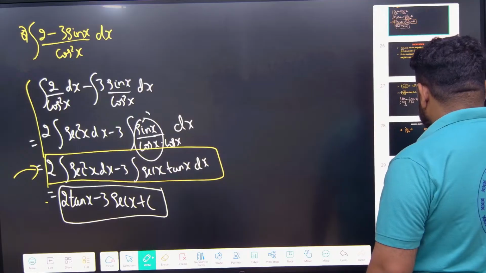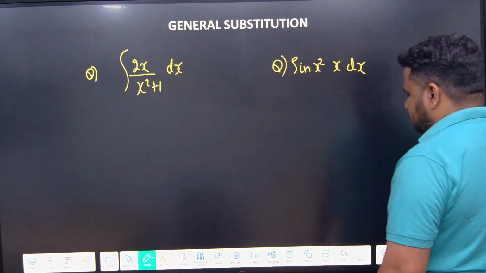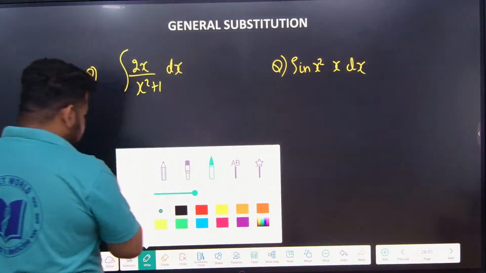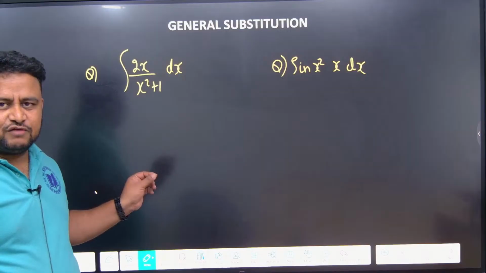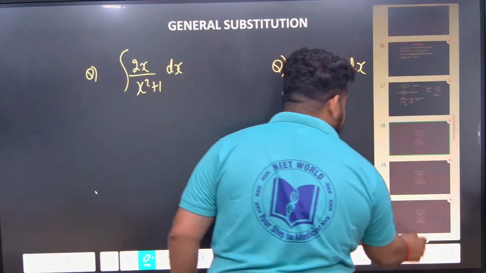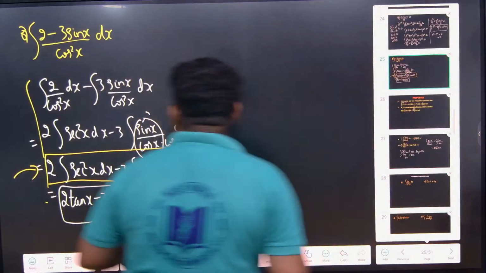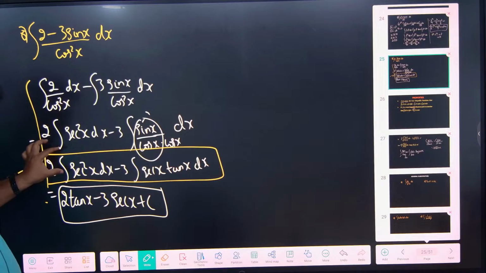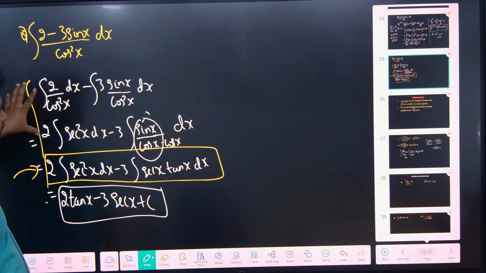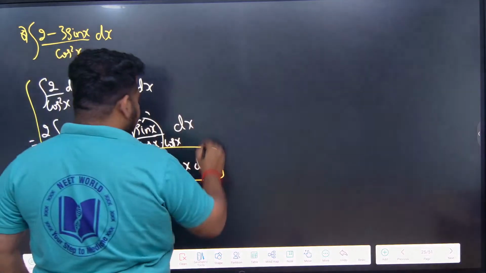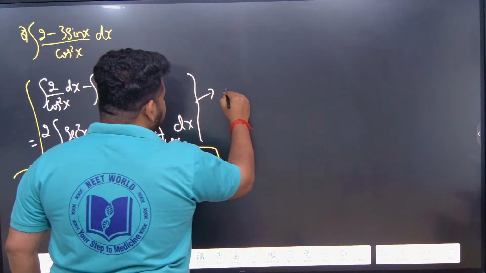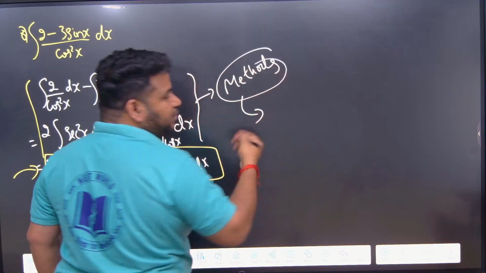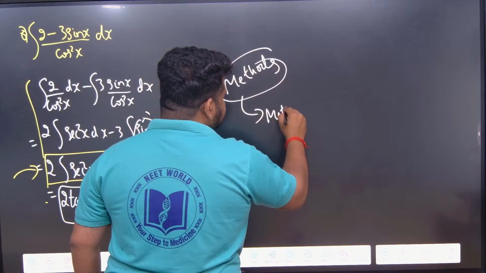Okay, now let us see some methods of substitution. I told you, integration is all about modifying the question and bringing it to a form where you can apply the formula. For example, in this question I cannot directly apply the formula. So how to modify it? We have various methods, and one very important method is the method of substitution.